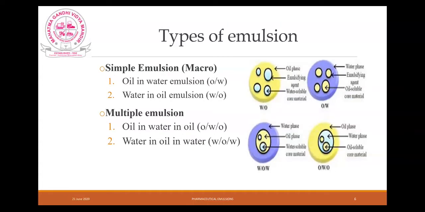Now we will classify the emulsions. There are different types of emulsions. Simple emulsions, also known as macro emulsions. There are two subtypes. Oil in water emulsion, known as O/W type of emulsion, and another type is water in oil emulsion, which is known as W/O type of emulsion.